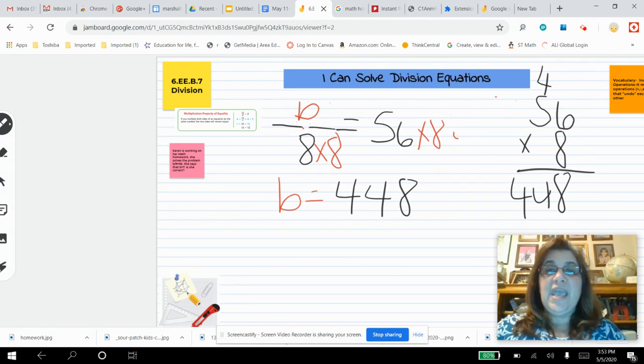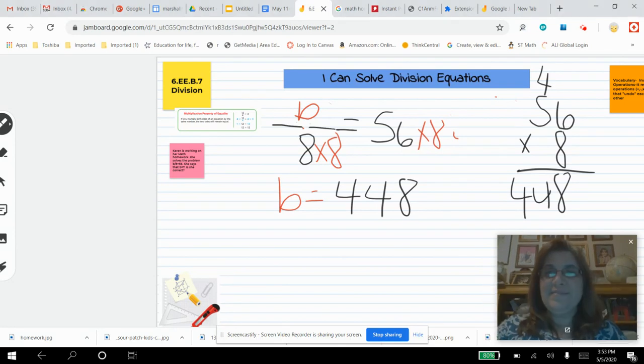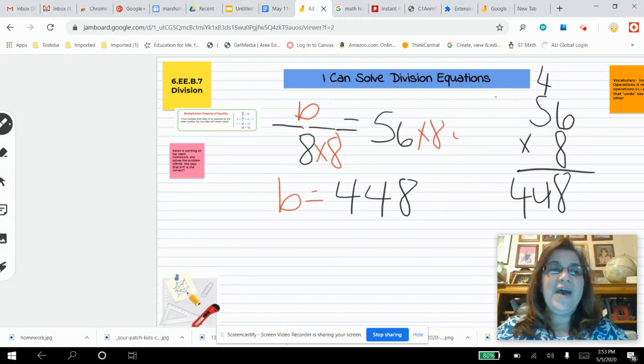Today we solved division equations. All right, got it? Have fun dividing.